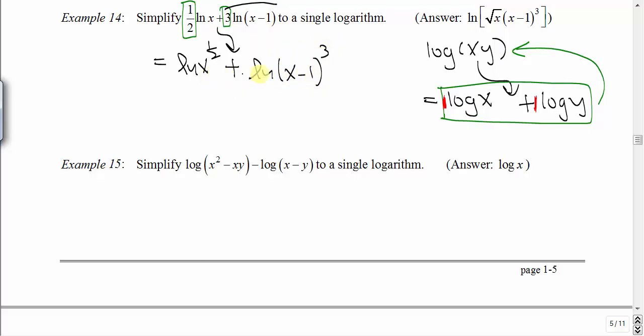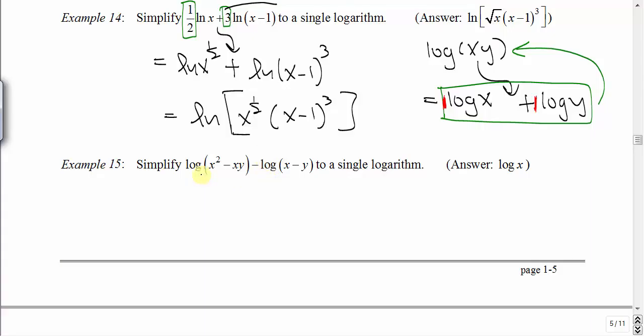Now we can combine them together using this property here. So ln x to the power half multiplied by x minus 1 to the power of 3. And x to the power half we can write as square root of x. We're going to combine this multiple log into a single logarithm.